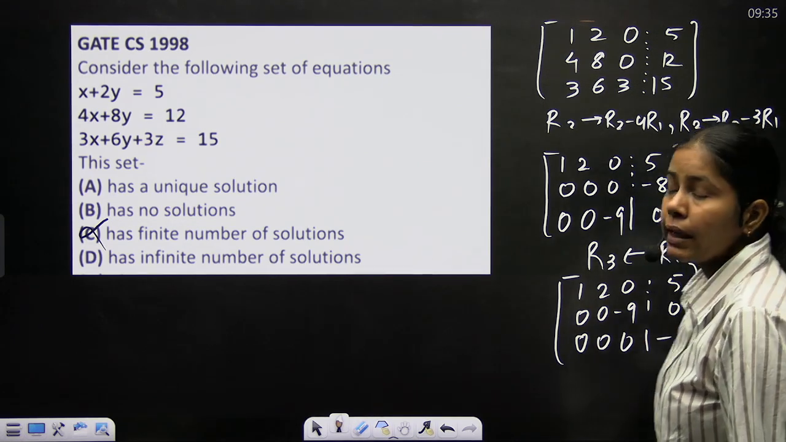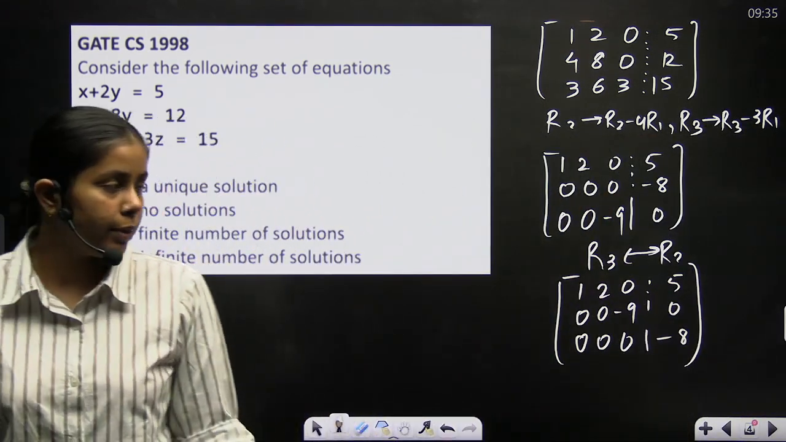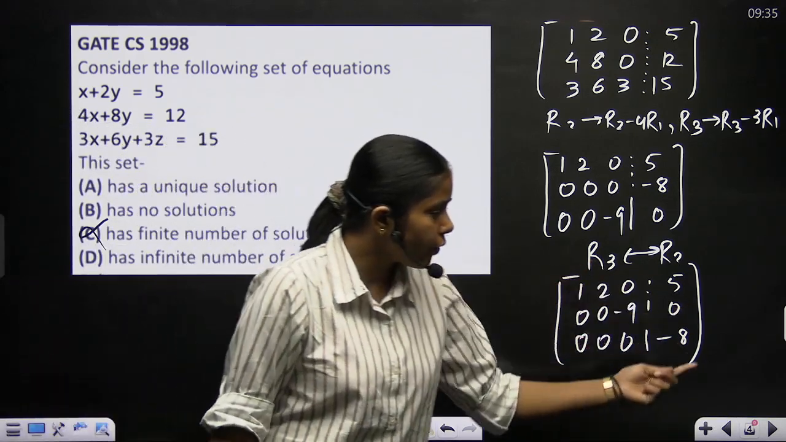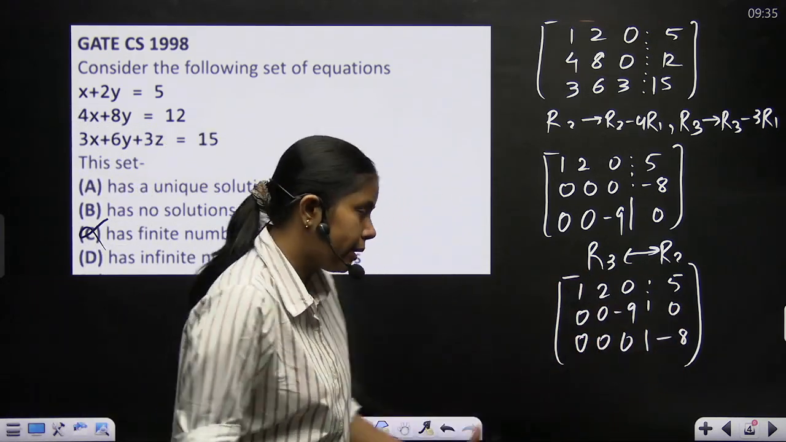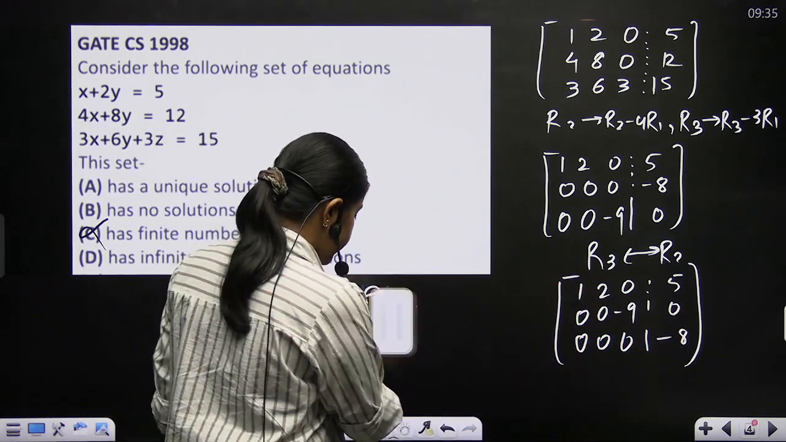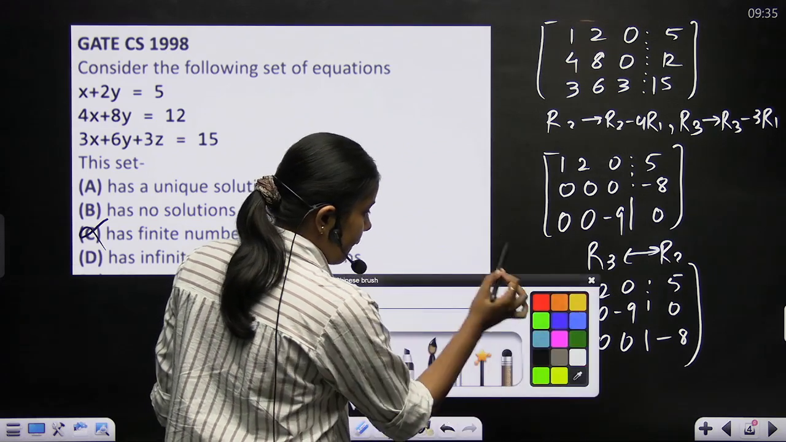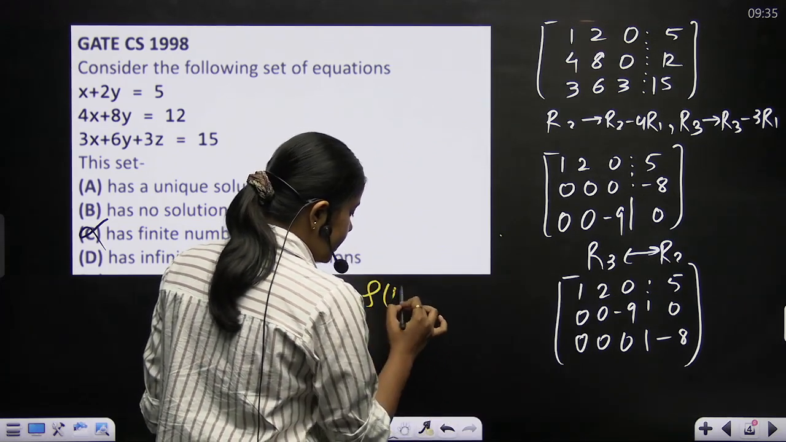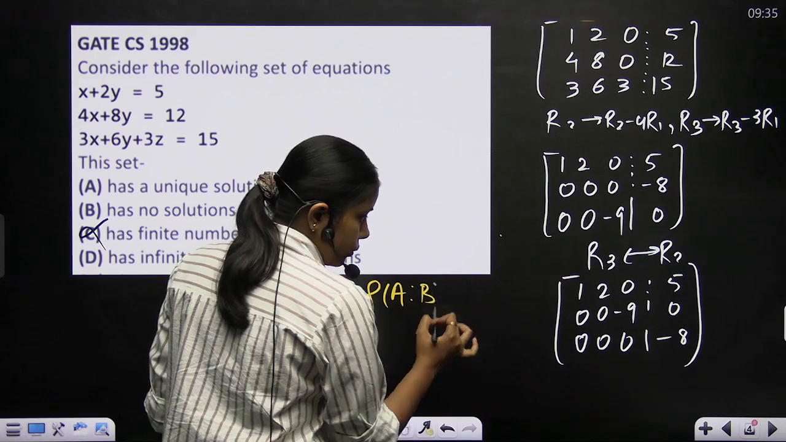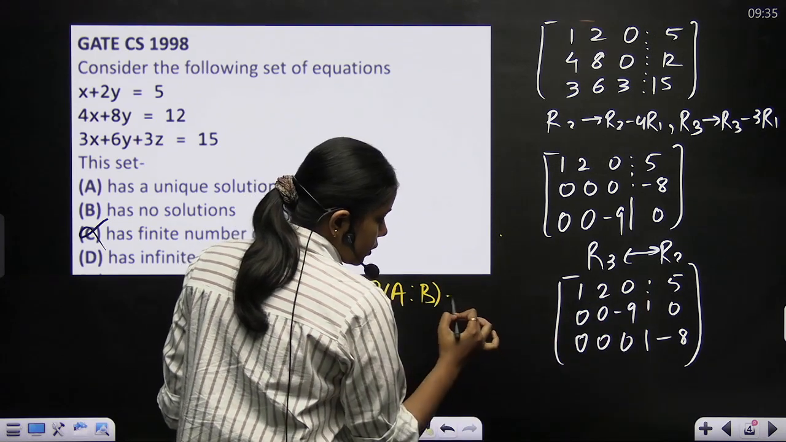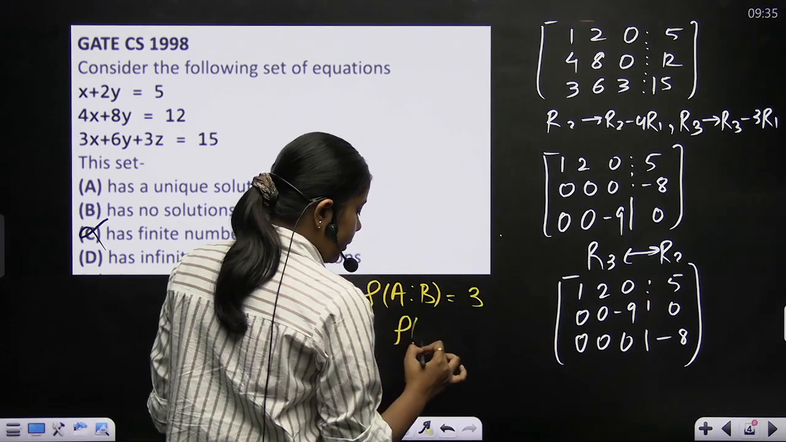Now if I see here, what is rank of A augmented B? Rank of A augmented B, you would see this whole matrix. Now this whole matrix has 3 non-zero rows. This is non-zero, this is non-zero, this is non-zero. Rank of A augmented B is 3.